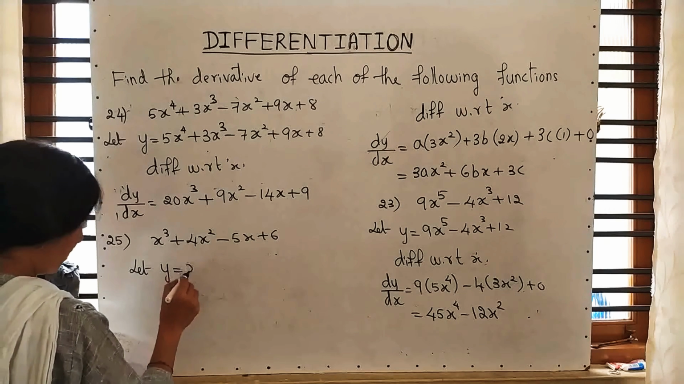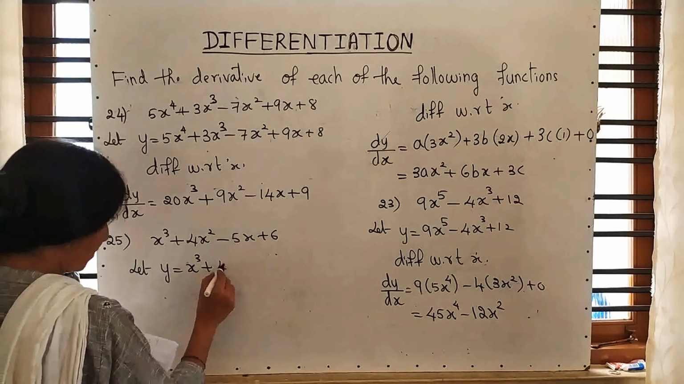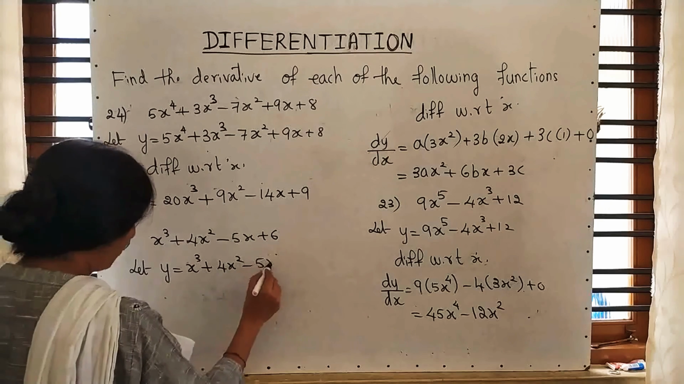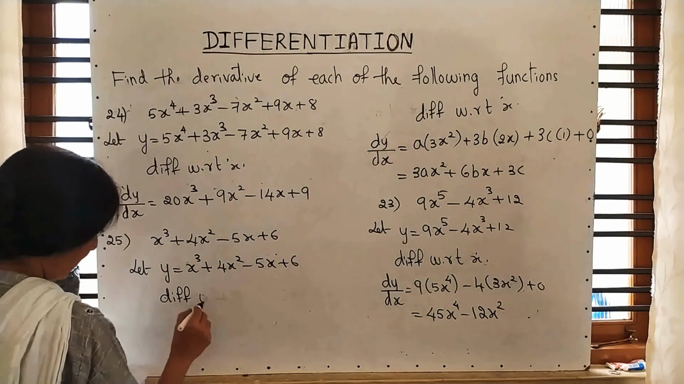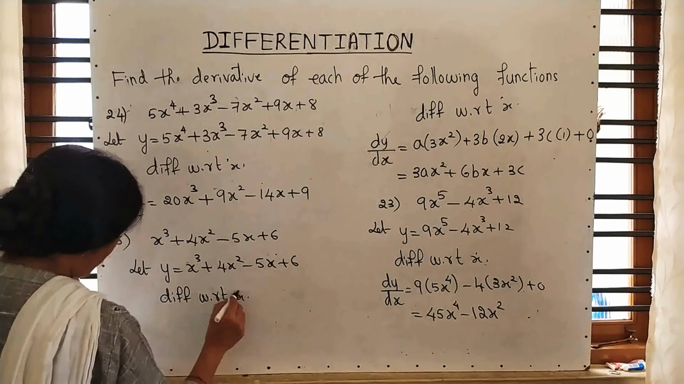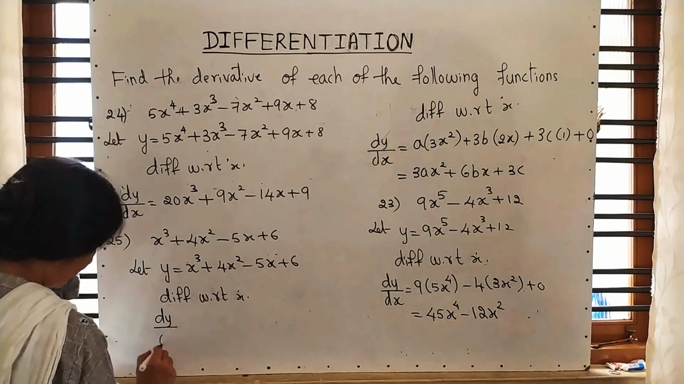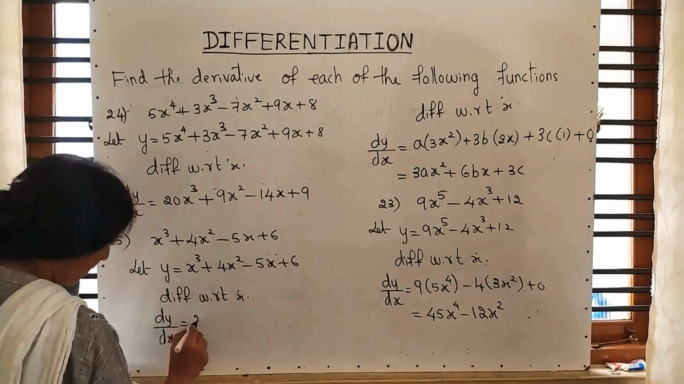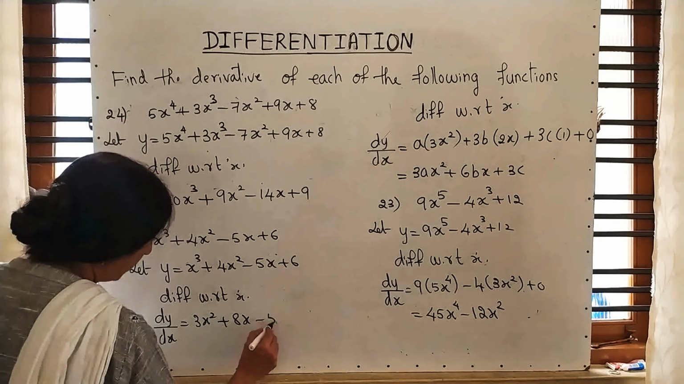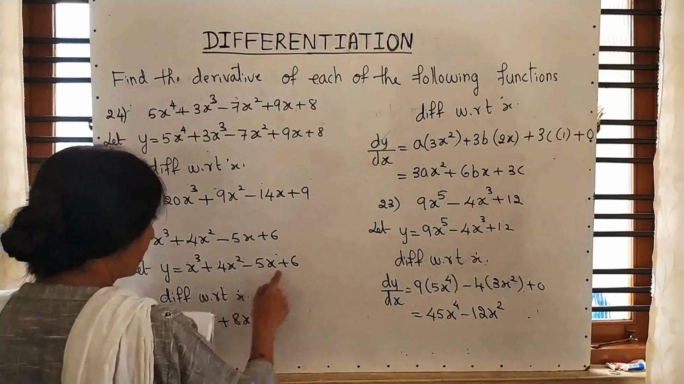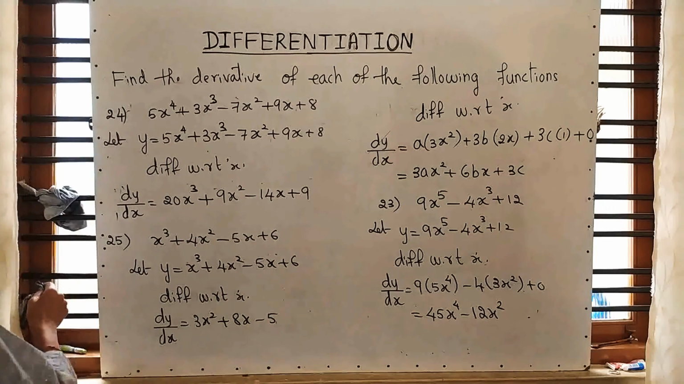Let y is equal to x cube plus 4x square minus 5x plus 6. Differentiating with respect to x. Very simple it is. 3x square and it is 8x minus 5. Because the differentiation of x is 1 and plus 6. Differentiation of 6 is 0.